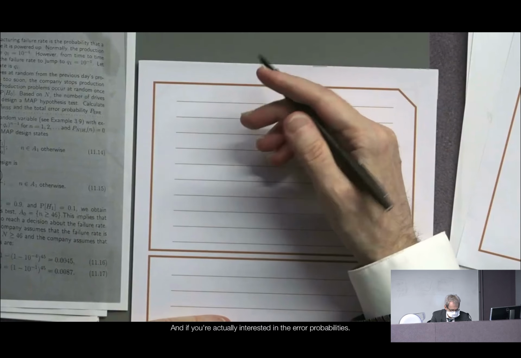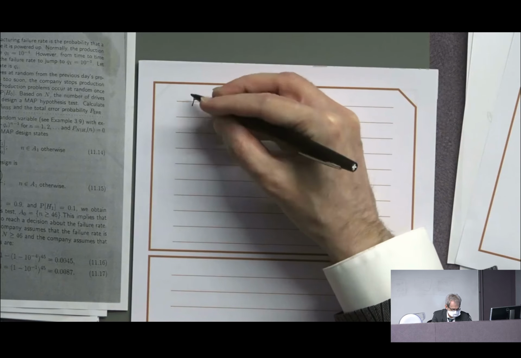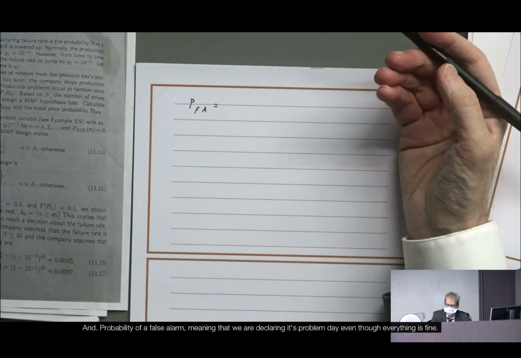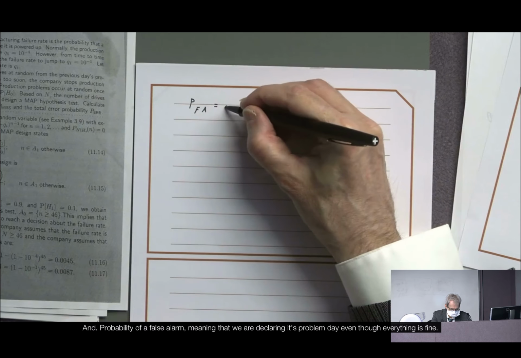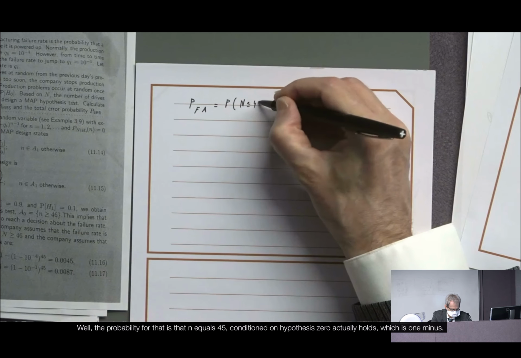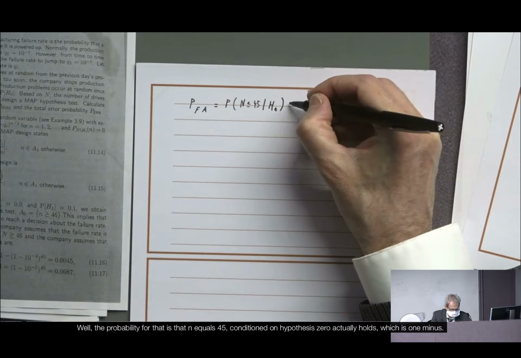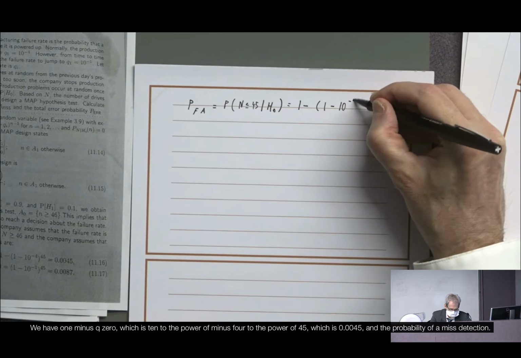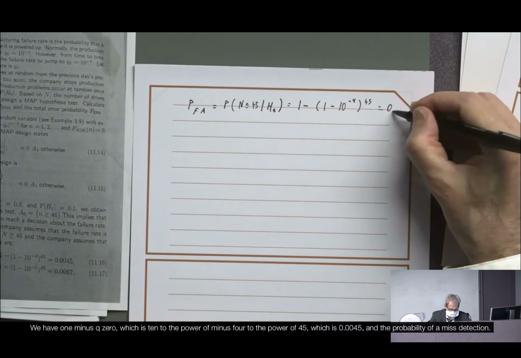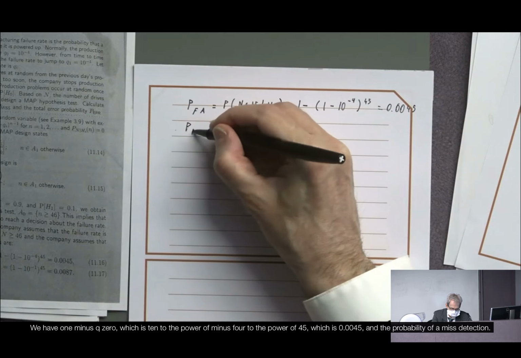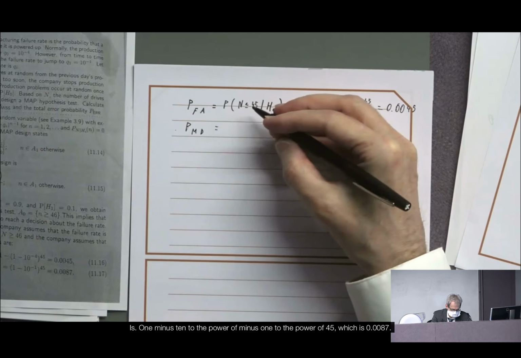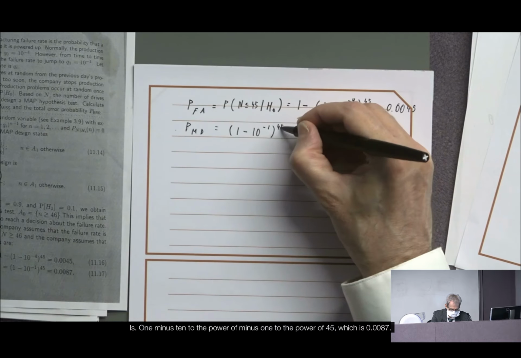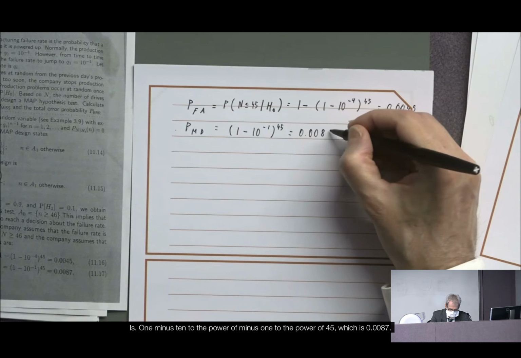And if you're actually interested in the error probabilities, and the probability of a false alarm, meaning that we're declaring it's a problem day even though everything is fine, well, the probability for that is that n smaller or equal to 45 conditioned on hypothesis 0 actually holds, which is 1 minus, then we have 1 minus q0, which is 10 to the power minus 4, to the power 45, which is 0.0045, and the probability of a misdetection is 1 minus 10 to the power minus 1, to the power 45, which is 0.0087.